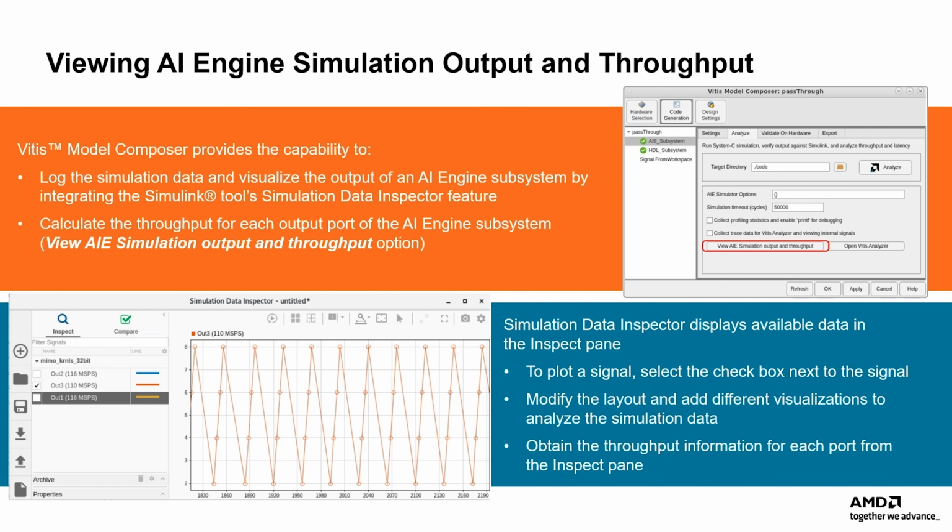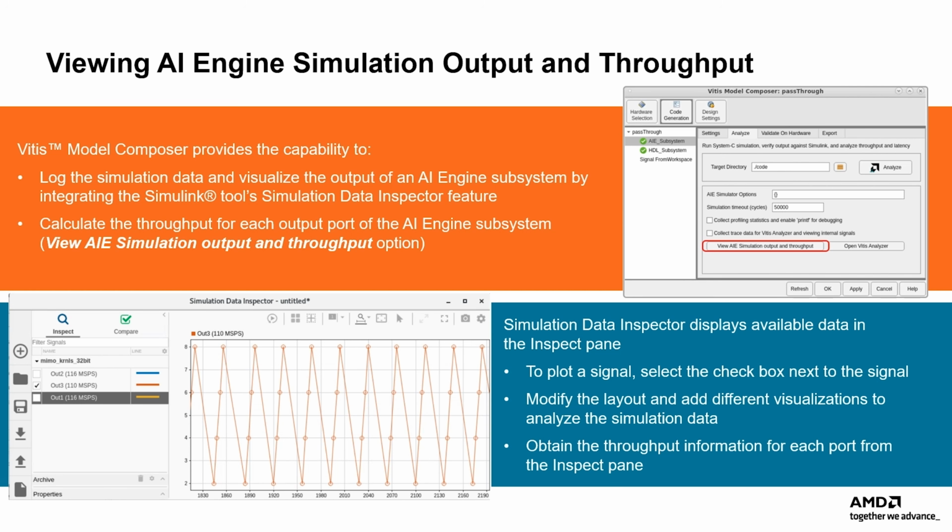Vitis Model Composer provides the capability to log the simulation data and visualize the output of an AI Engine subsystem by integrating the Simulink tool Simulation Data Inspector feature. It also calculates the throughput of each output port of the AI Engine subsystem. To achieve this, click the View AI Engine Simulation Output and Throughput option from the Vitis Model Composer hub block. When the AI Engine simulation completes, the tool automatically brings up the Simulation Data Inspector window, which reflects the output of the AI Engine subsystem as shown in the figure here.